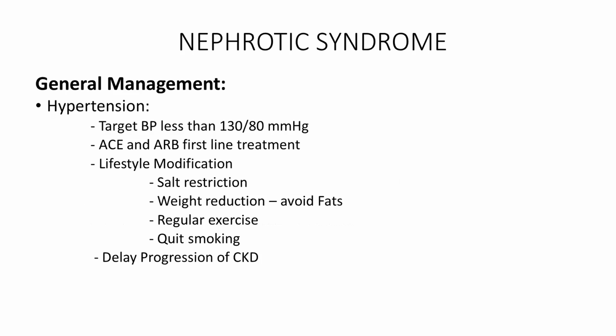Hypertension: target blood pressure 130 by 80. Again, ACE and ARB are the first line of treatment. In addition to that, salt restriction, weight reduction, regular exercise, and quitting smoking. These measures can control blood pressure, and they can delay the progression of chronic kidney disease.